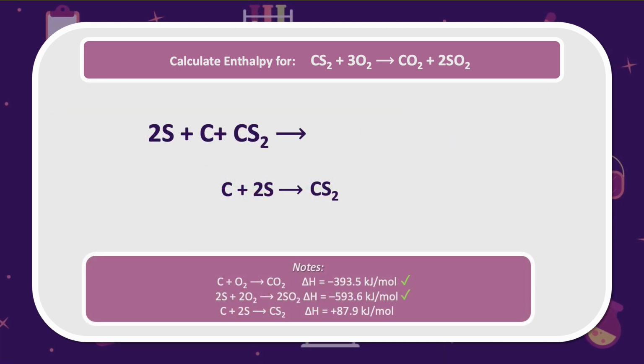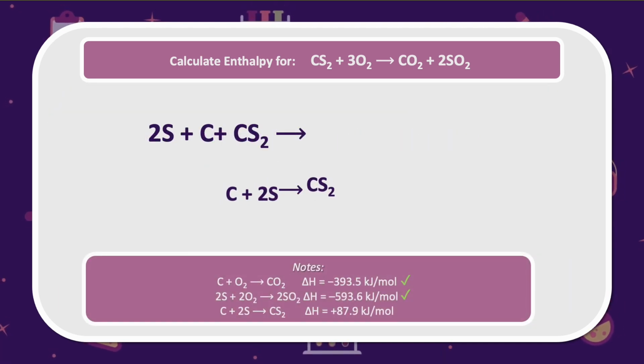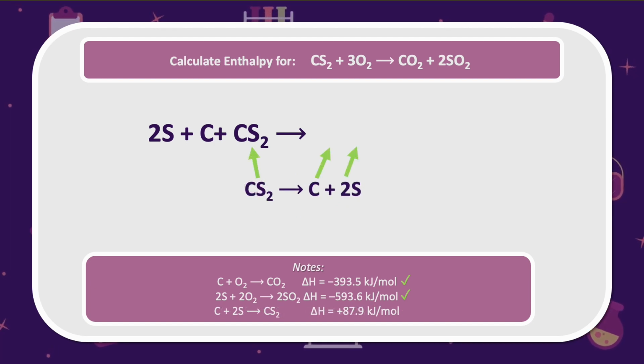Flip the third equation. CS2 is the reactant in the main equation. The third equation is flipped, where the reactants will be the products, and the products will be the reactants. The flipped third equation is now 1 mole of carbon disulfide liquid is decomposed to give the products of 1 mole of carbon solid and 2 moles of sulfur solid.